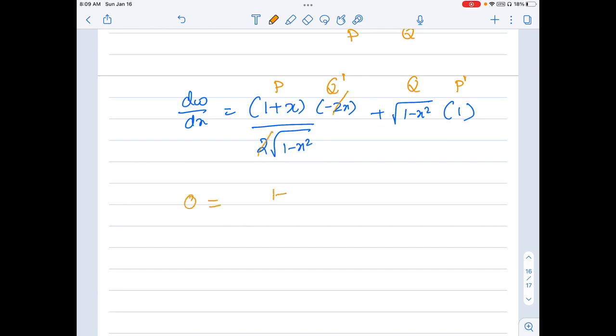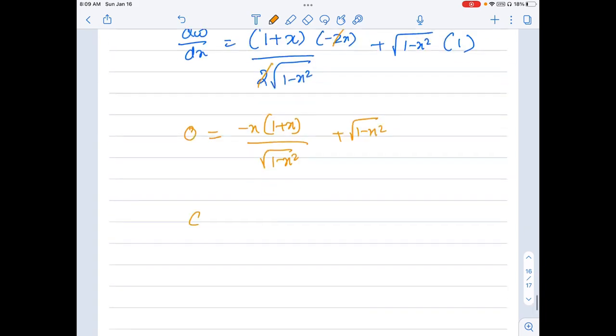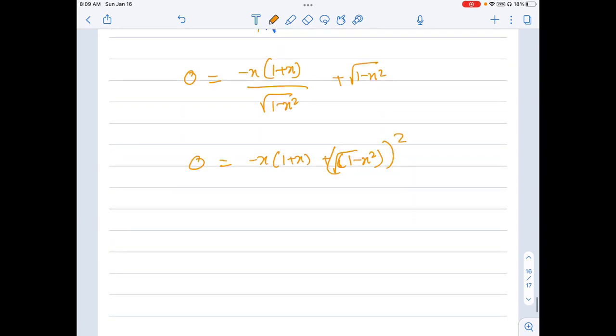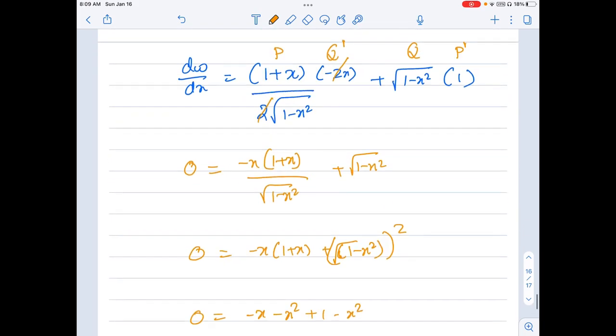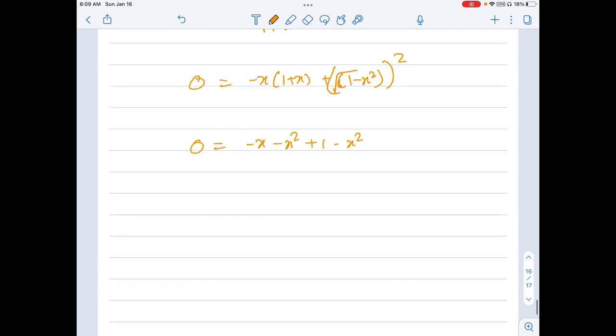2 cancels. 1 plus x times minus x upon square root of 1 minus x square plus square root of 1 minus x square is equal to 0. So 0 is equal to minus x times 1 plus x plus square root 1 minus x square, whole square. Square and square root cancel. So 0 is equal to minus x square plus 1 minus x square. I have simplified that one. So it becomes minus 2x square minus x plus 1 is equal to 0.